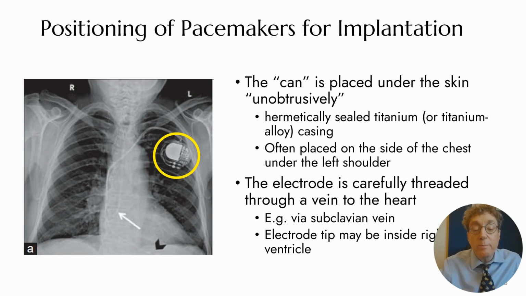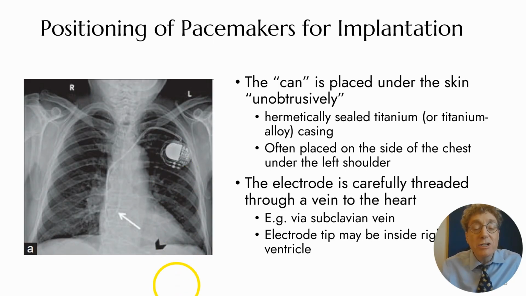While the pacemaker is being put in place, the electrode has to be carefully threaded, usually via a vein such as the subclavian vein, to the heart, where it will be set up so that the electrode tip is touching the heart. It's typical for it to be touching inside the right ventricle, or it may be set up in the left ventricle. It really depends on the specific pacemaker and the needs of the patient.